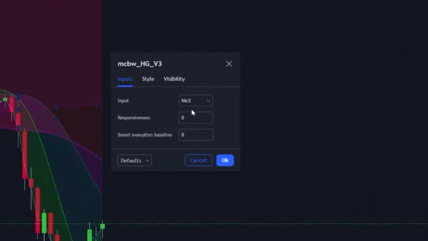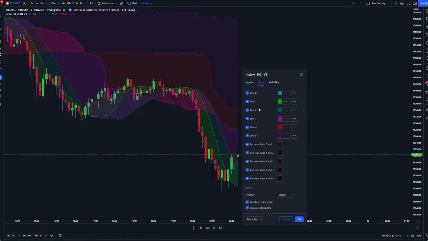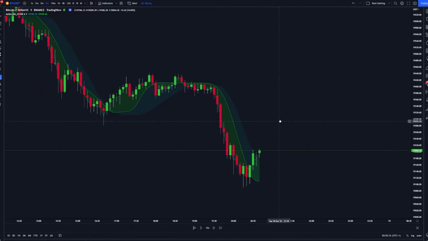For input, you want to change this from HLC3 to HL2. Responsiveness to 4. And smart execution baseline to 1. And then head over to style and get rid of these lines right here. Now once you've done that, press OK, and that's the indicator done.